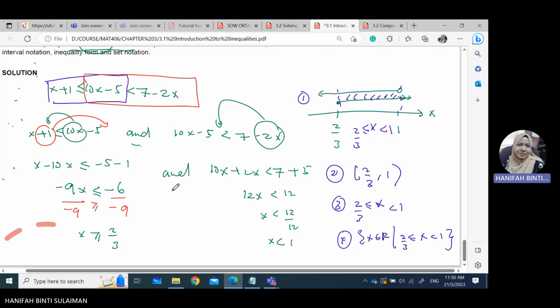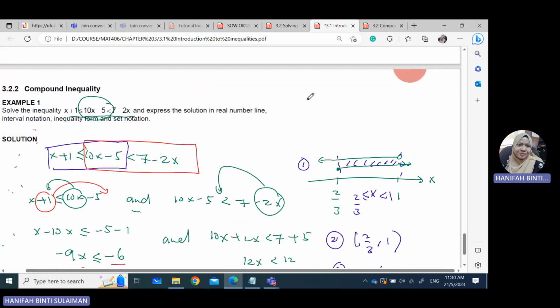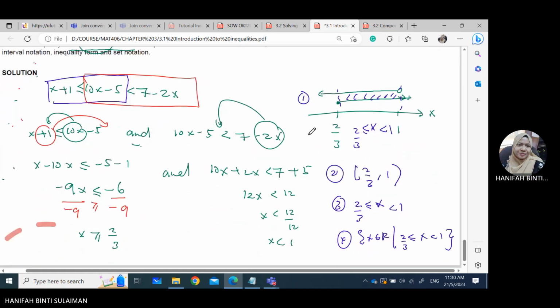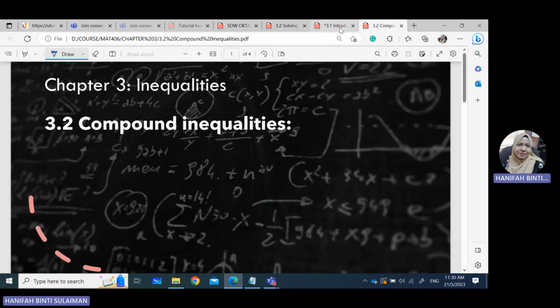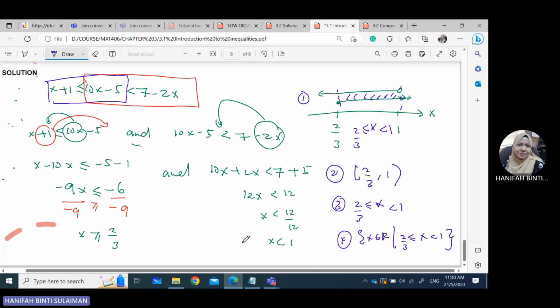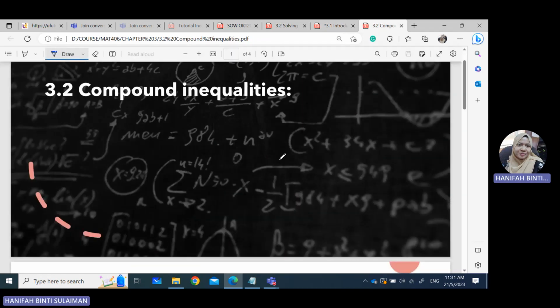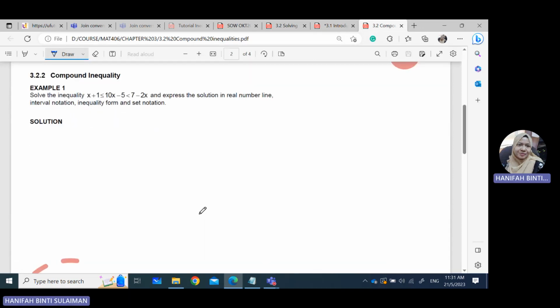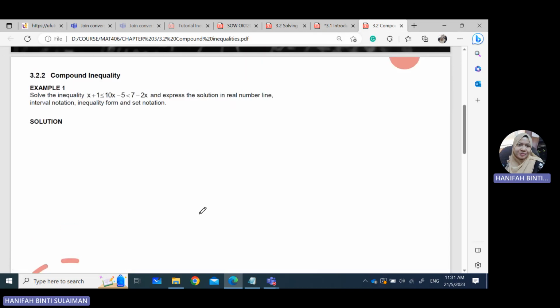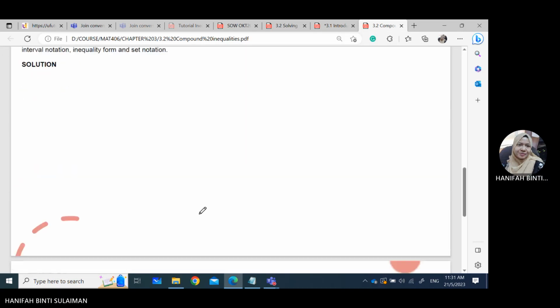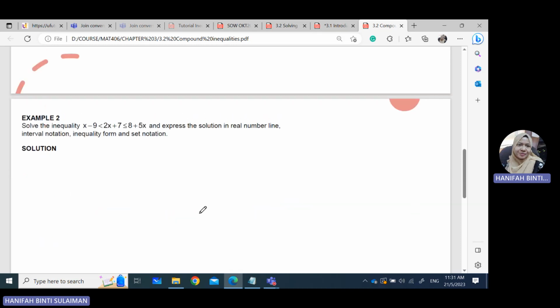Alright, so itu saja untuk part yang ini. So next kita tengok compound inequalities. So ini boleh? Okay. Okay, so next we go to compound inequalities. Compound inequalities yang tadi itulah. Right. 10x, 7 minus 2x. Ni tadi kan? Okay, example 2. Kita tengok example 2.